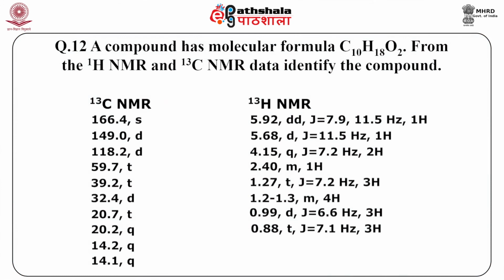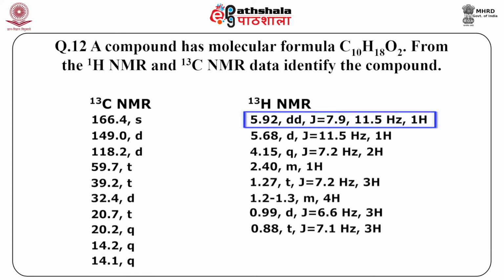A compound has a molecular formula C10H18O2. From the proton NMR spectra and 13C NMR data, identify the compound. 13C NMR data shows a singlet at 166.4, a doublet at 149.0, again a doublet at 18.2, a triplet at 59.7, a triplet at 39.2, a doublet at 32.4, a triplet at 20.7, a quartet at 20.2, a quartet at 14.2 and a quartet at 14.1.